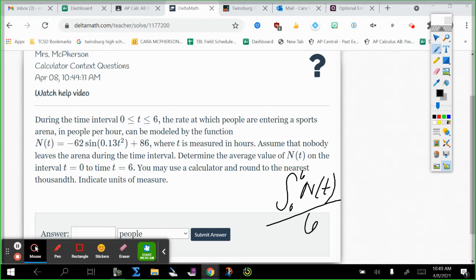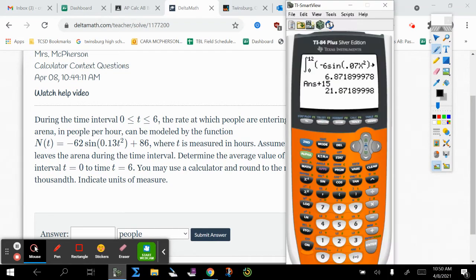We usually did it with just average height, but this is actually going to do it with a function that has like a real life meaning. So again, I'm going to need to grab my calculator. I am going to Math 9. I'm going from 0 to 6. I am working with -62 sine of 0.13 x squared plus 86.